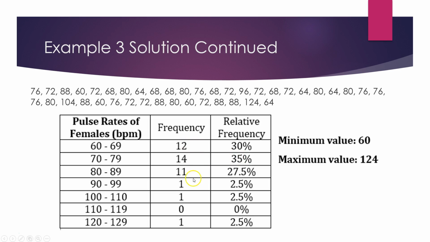So just as we had done in the last example, we would come up with the relative frequencies. And again, to do that, it's going to be the total frequency for a class divided by the total frequency overall, and then convert that to a percentage.